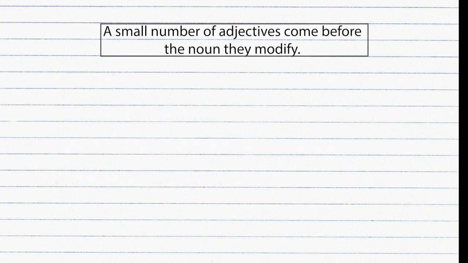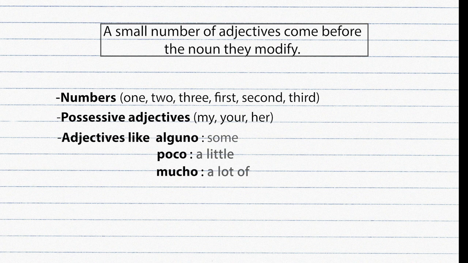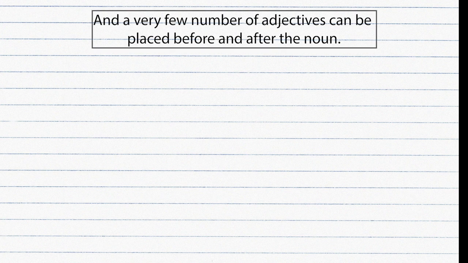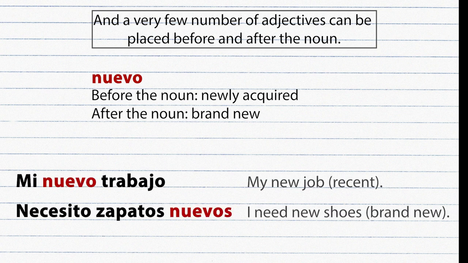And not all adjectives come after the noun they modify. A small number of adjectives come before the noun they modify, for example numbers, possessive adjectives, and some more adjectives. And a very small number of adjectives can be placed before and after the noun they modify, and the meaning will change according to the position. Nuevo. Mi nuevo trabajo. Necesito zapatos nuevos.